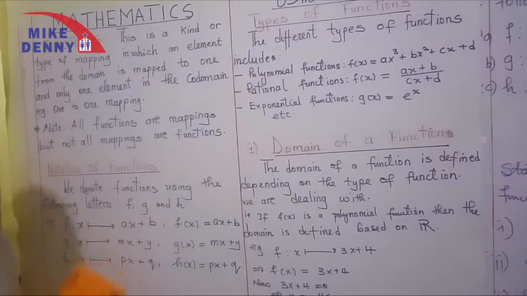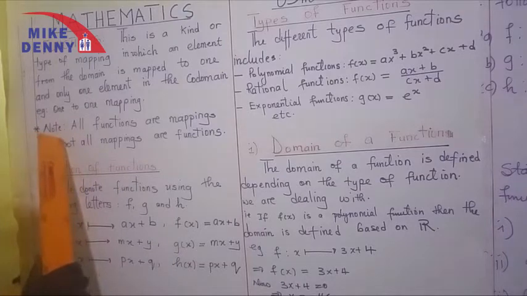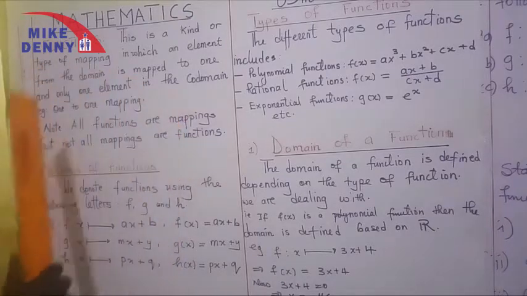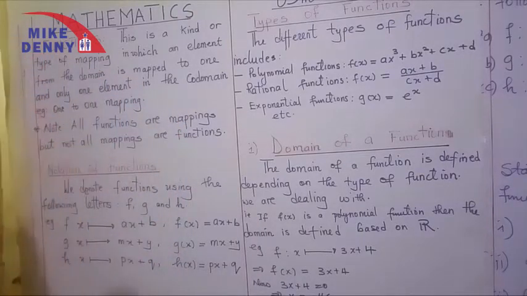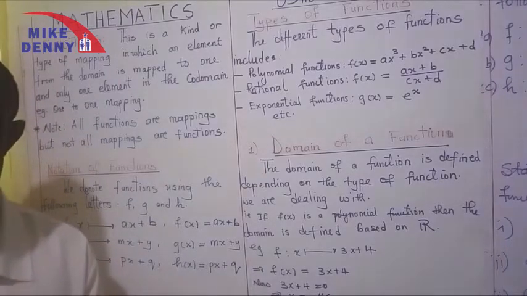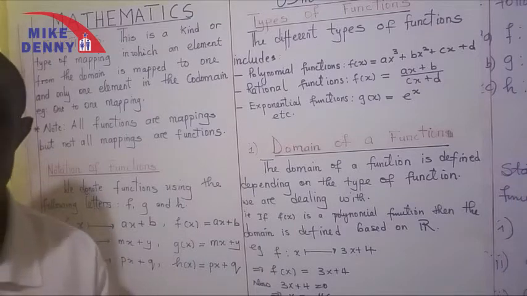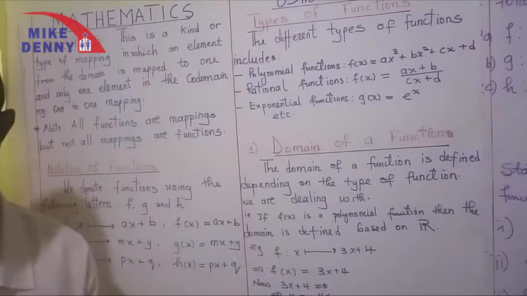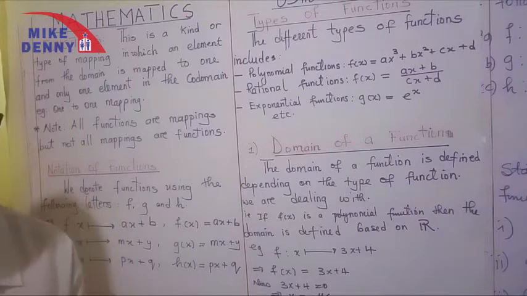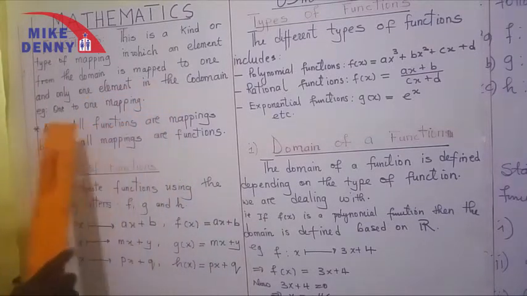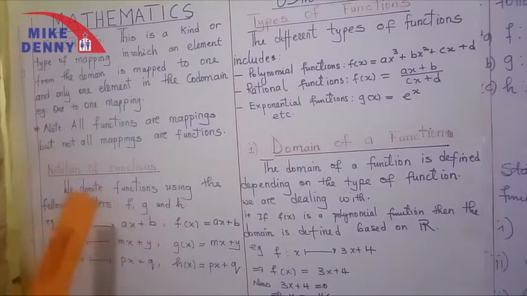Then we should be very careful with this definition, because students always get confused at this point. That's why I say you should note all functions are mappings, but not all mappings are functions, in the sense that many-to-one mapping, one-to-many, and so on is not a function. It will only be a function if it is a one-to-one mapping. Okay, it is given to you. So, example, one-to-one mapping.